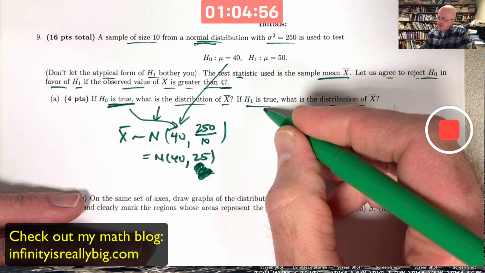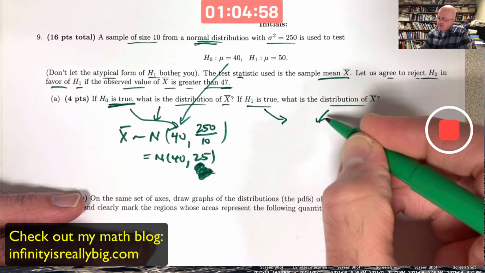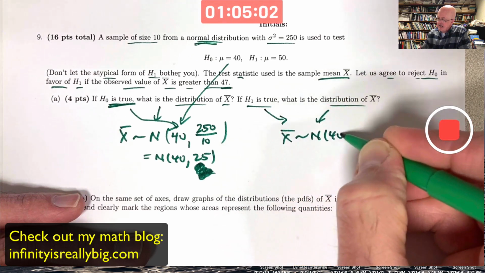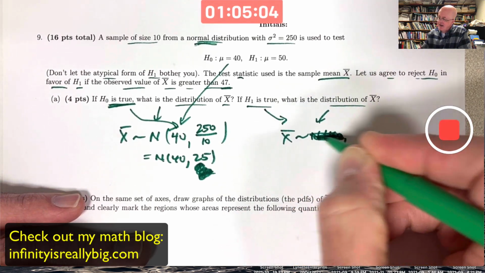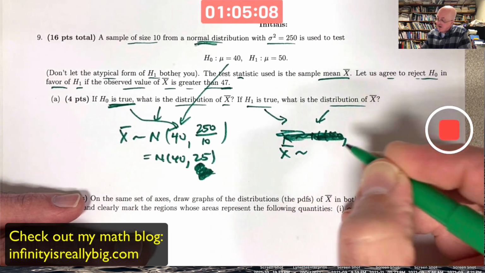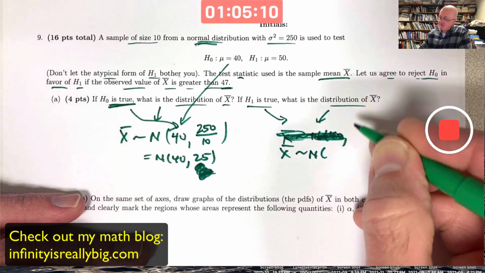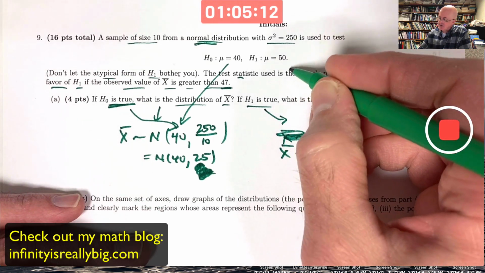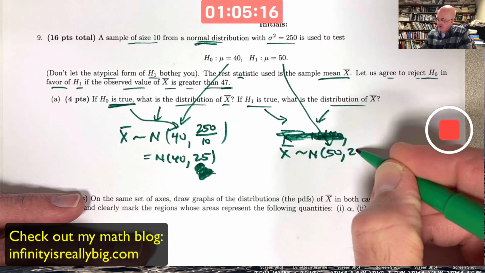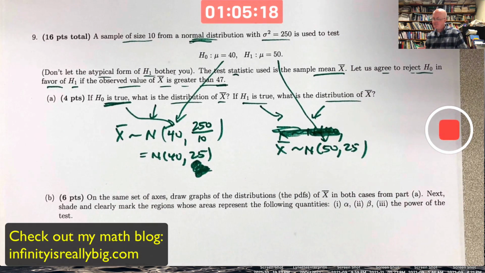On the other hand, if H1 is true, what is the distribution of x bar? Still normal, still the same variance, but a different mean. The mean now is 50 because now I'm assuming H1 is true. The variance is still 25.